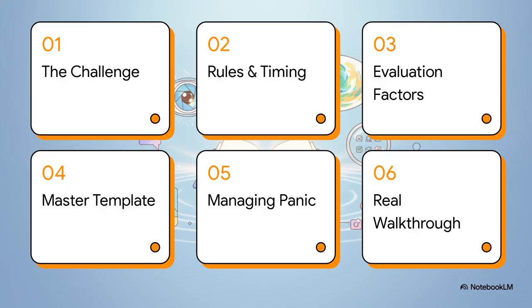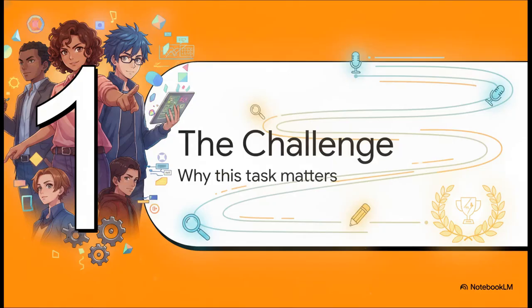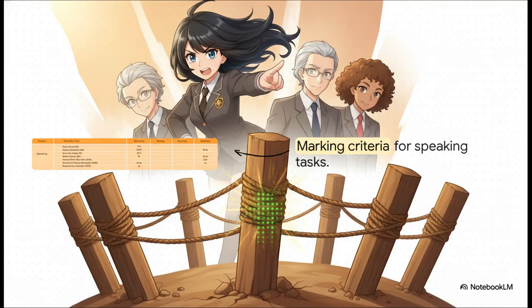To put your mind at ease right now, here is exactly how we're breaking this explainer down. The challenge, rules and timing, evaluation factors, the master template, managing panic, and a real walkthrough. Section 1. The challenge. Let's establish exactly why you need a rock-solid strategy for this. The raw numbers don't lie. This single Describe Image task is worth a massive 25.4 points. That makes it a critical, weight-bearing pillar of your entire speaking score. You literally cannot afford to throw those points away just because of bad pacing or a little hesitation.